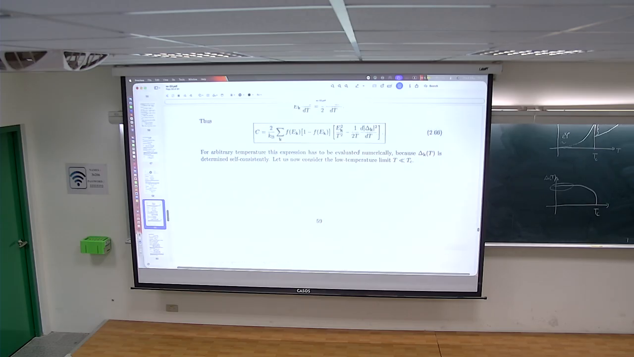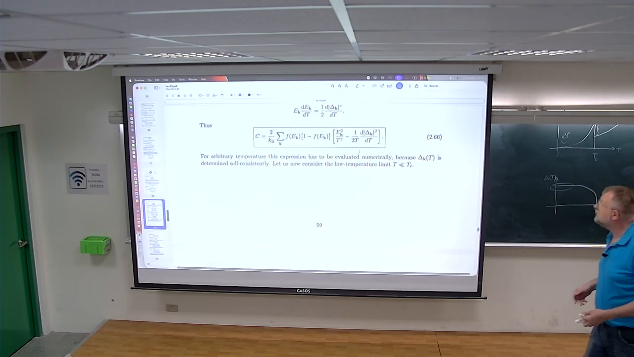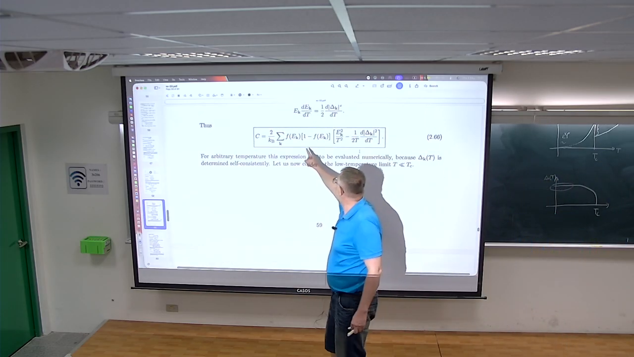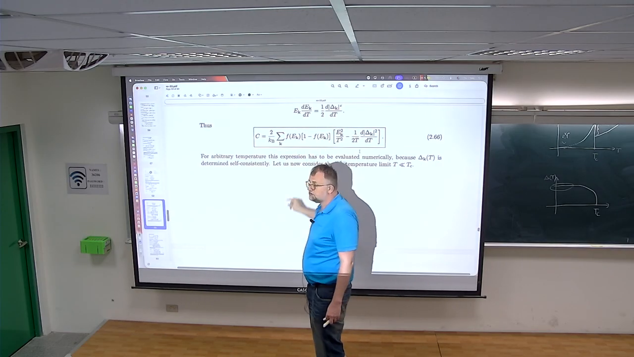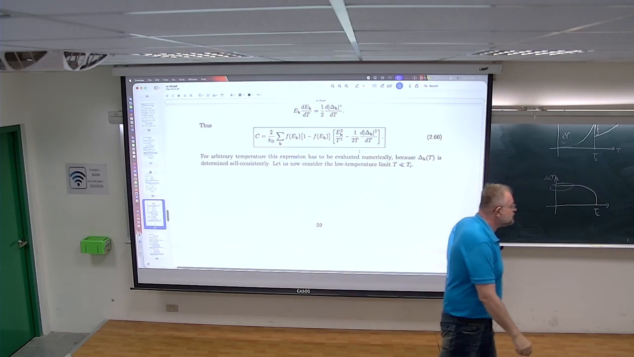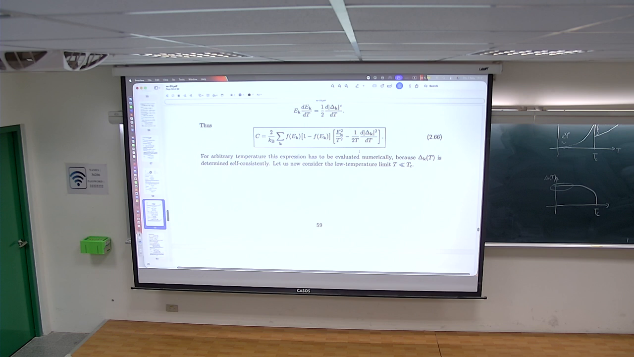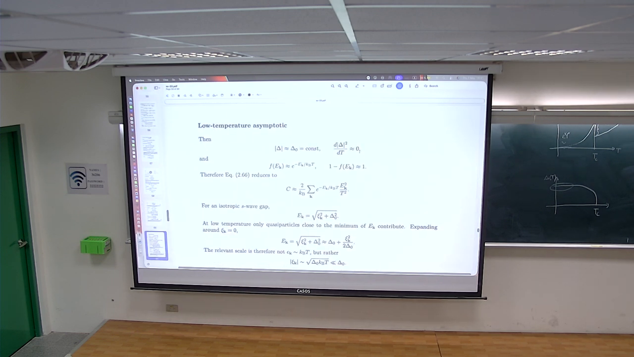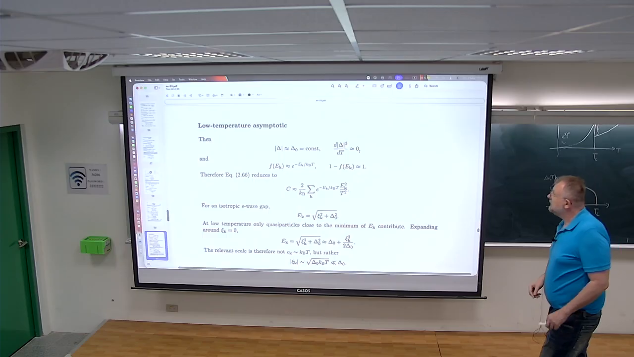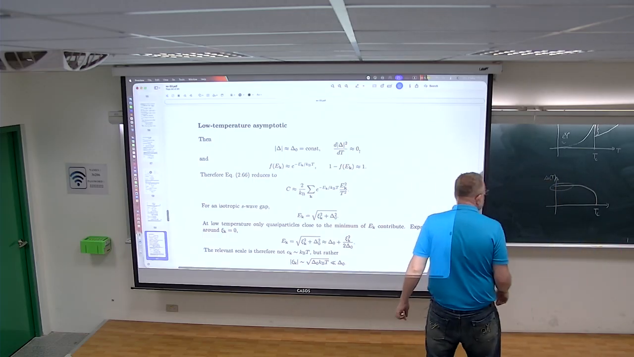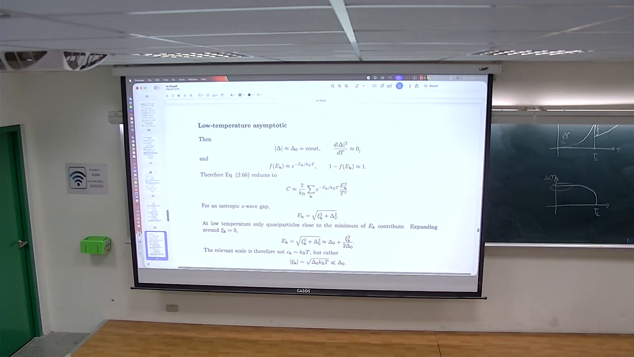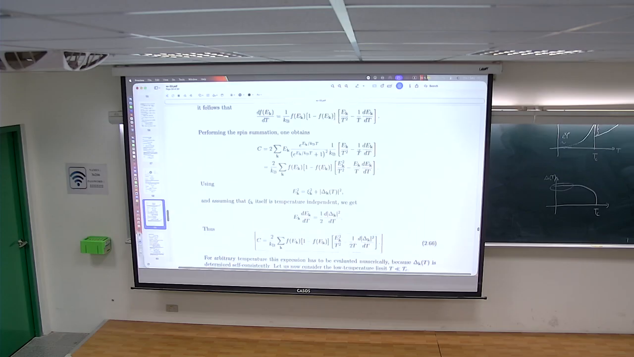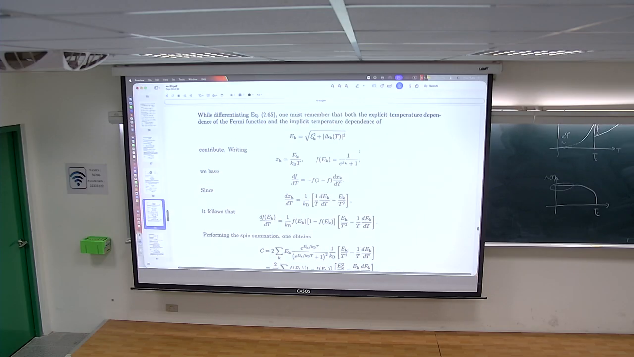And now comes the product of those two functions, f of E_k times 1 minus f. So let's look at how this function looks very close to the temperature which is almost 0. And the Fermi-Dirac distribution, if the temperature is very, very small, this is the Fermi-Dirac distribution which we have. It's here.